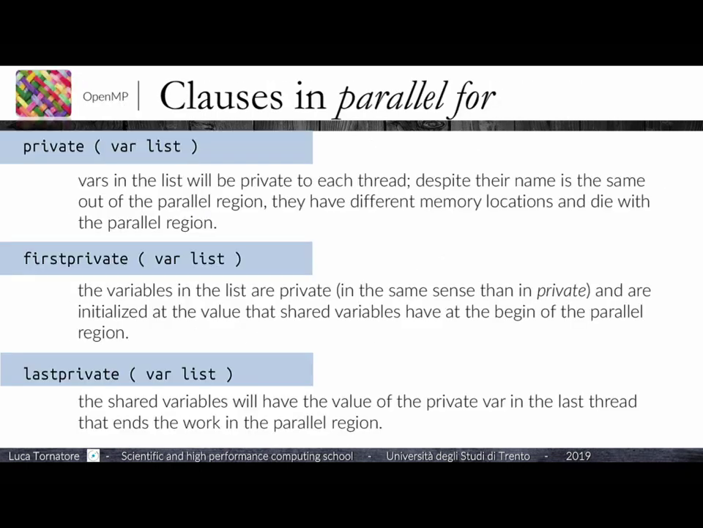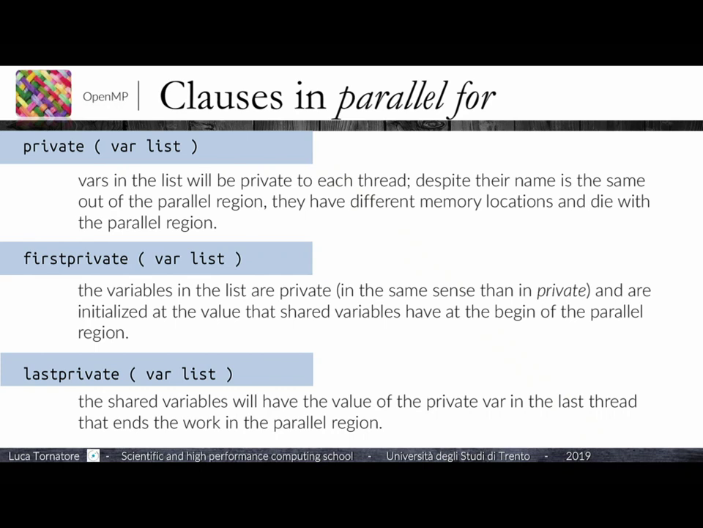Lastprivate means the same, so you create a private variable with the names listed here, but the variables must exist outside, otherwise it is an error. The variable outside the parallel region will have, at the end of the parallel region, the same value that the last thread that was active in the parallel region had. For instance, again, the i in the loop before: if I say lastprivate(i), at the end of the loop, what happens?